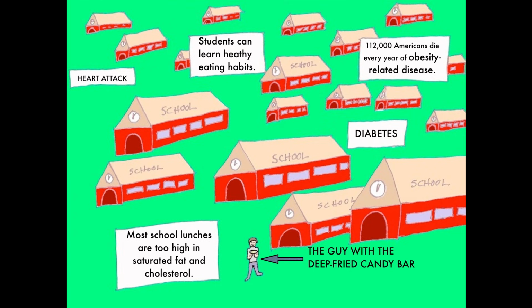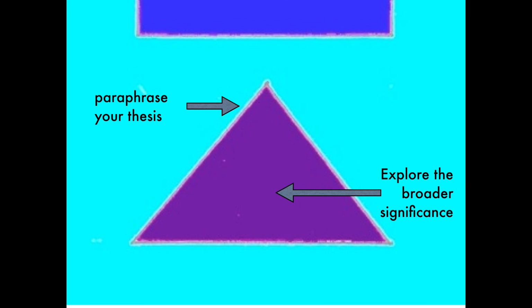That's why I drew another triangle here. This time, you begin narrow and specific. You oppose deep-fried candy bars in school lunches, and broaden out to a wider, more general statement. Schools have a responsibility to their students. It's just like the first paragraph, but upside down. This time it starts narrow and ends broad, the opposite of your first paragraph.